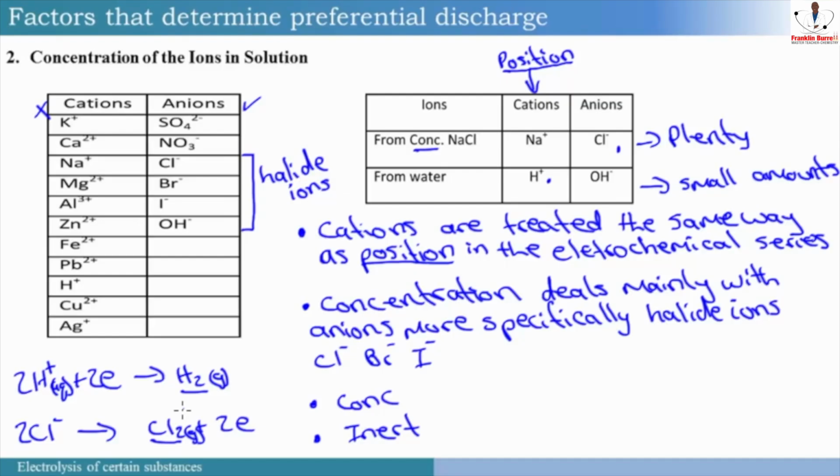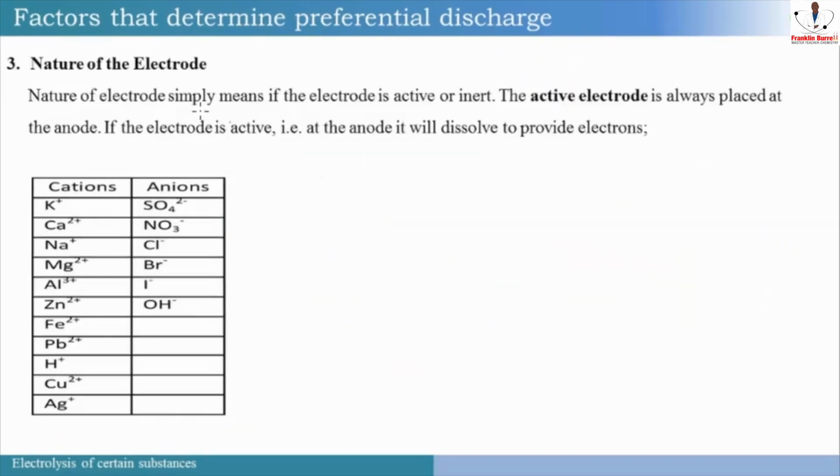Let us move on and talk about factor 3, which is now dealing with the type of electrodes, whether it is active or inert. In terms of the nature of the electrodes, it means that if the electrode is active, then it will take part in the reaction.